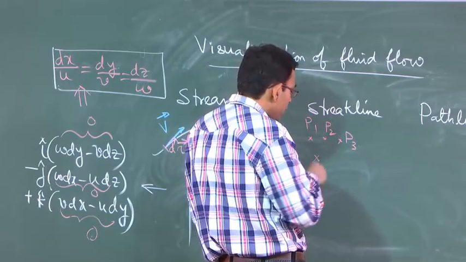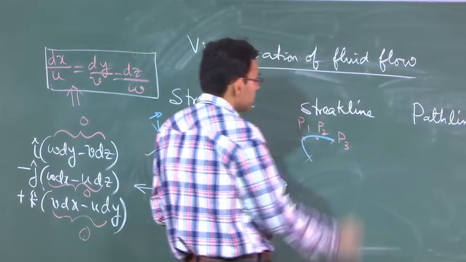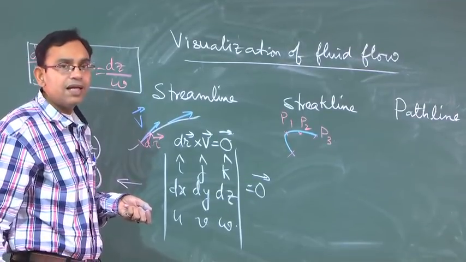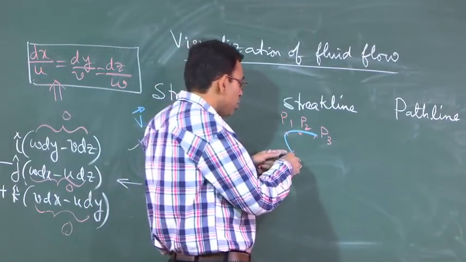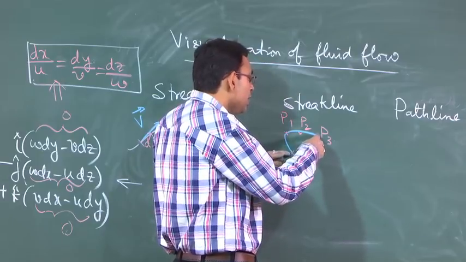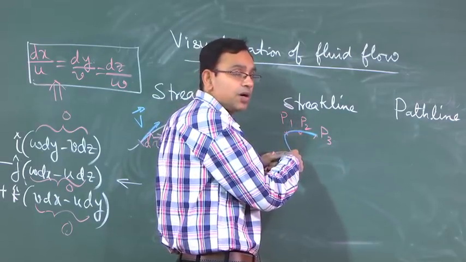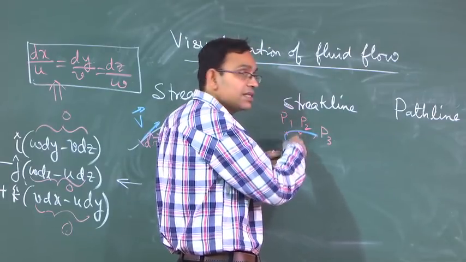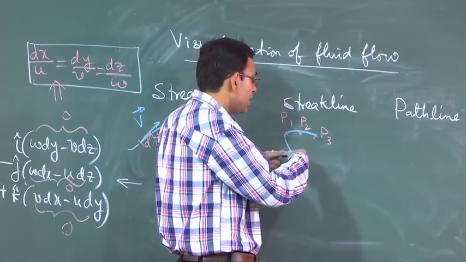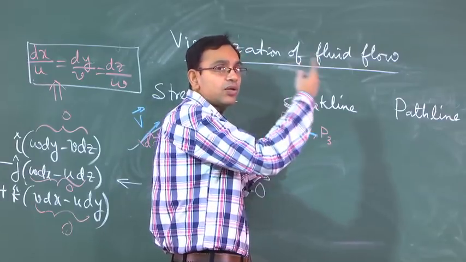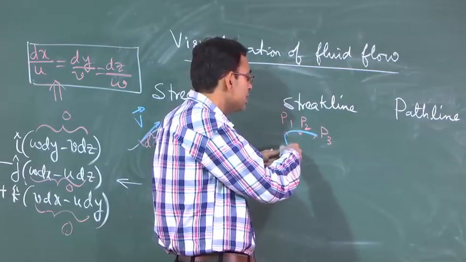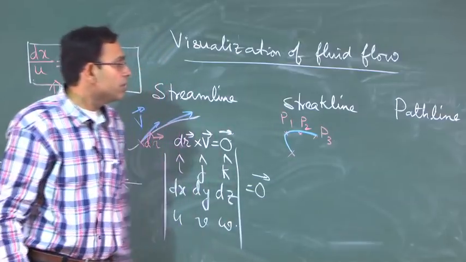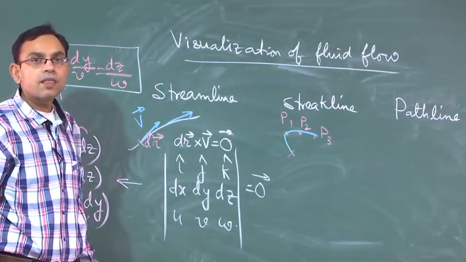So, if you join all these, what will you get? You will see that the blue colored dye which was injected here, because all these particles passed through this point at some instant of time before, they will all be colored by this blue color, and therefore the colored line that you visualize in the flow is this blue colored line, which is an example of what we call a streak line.